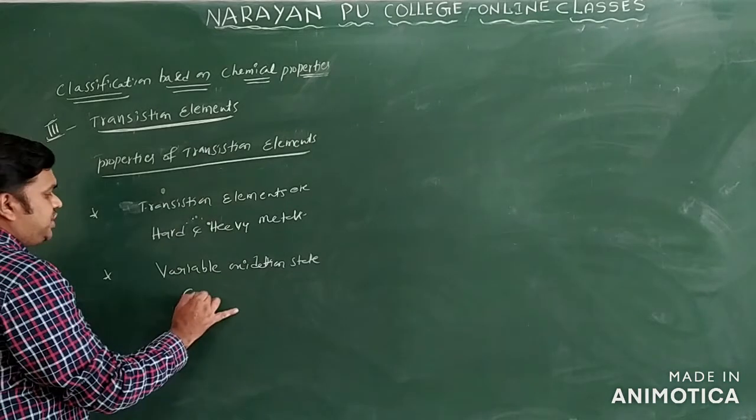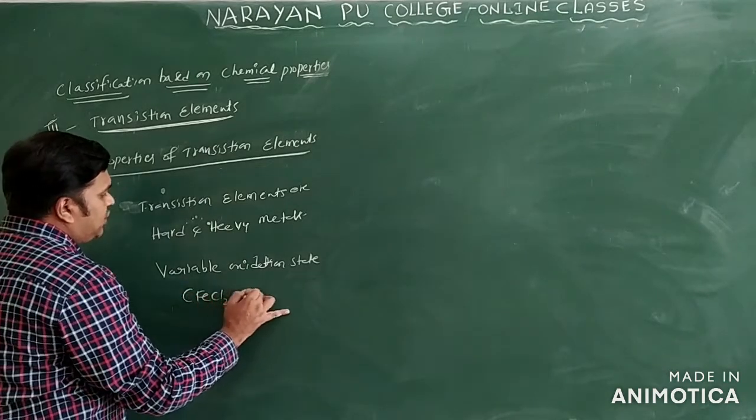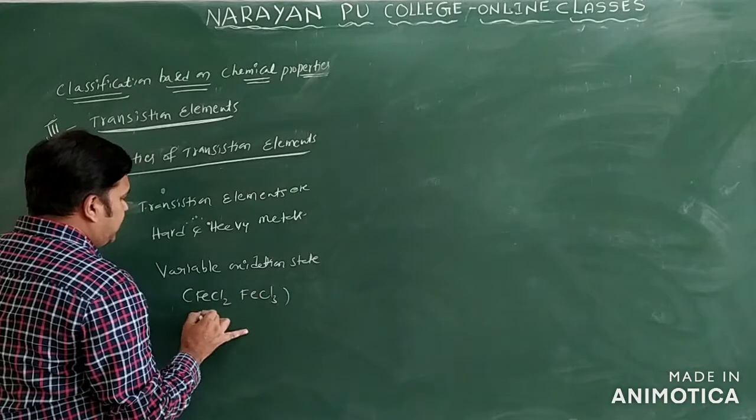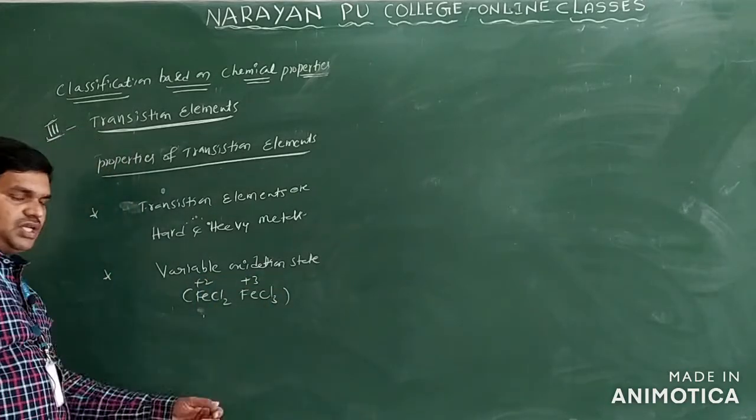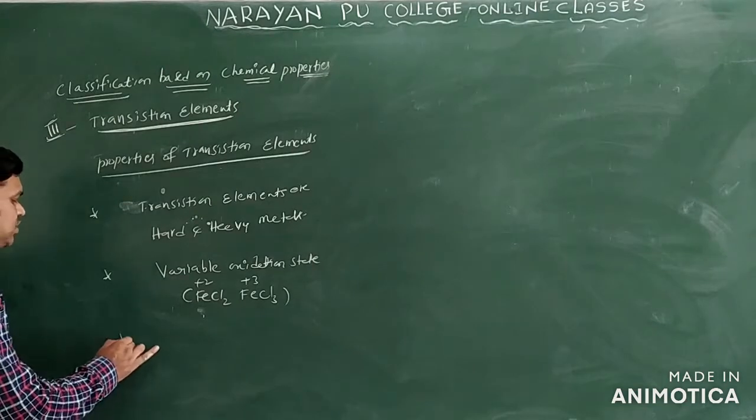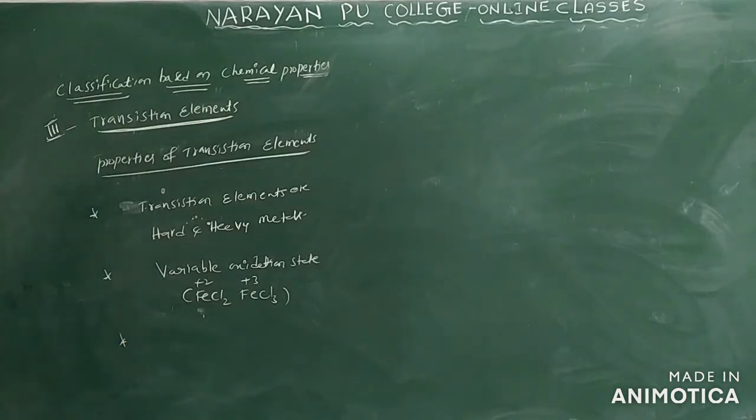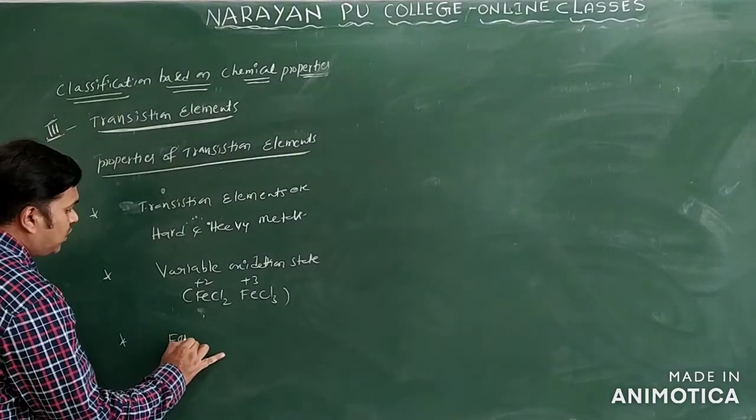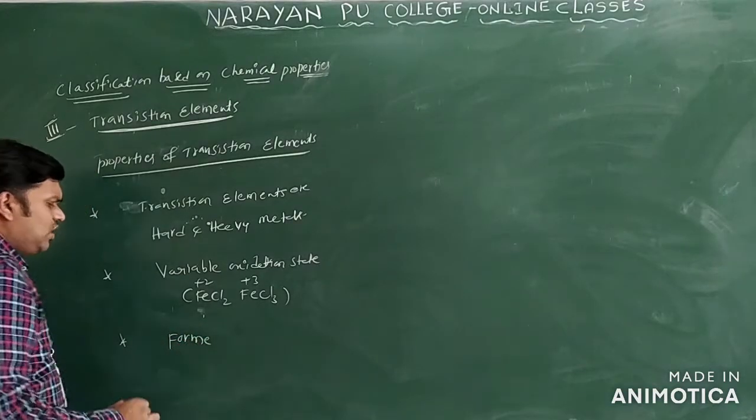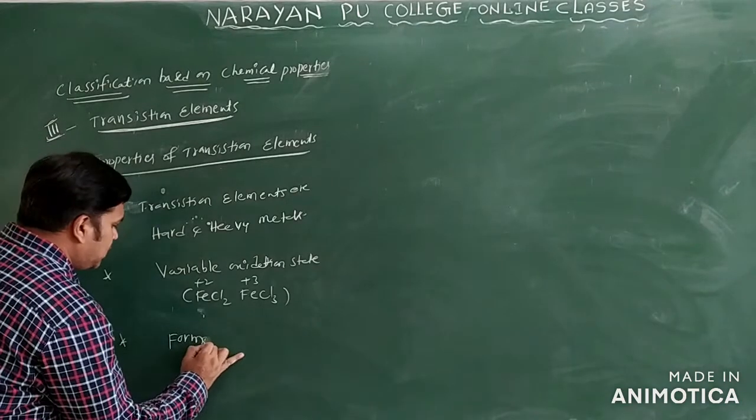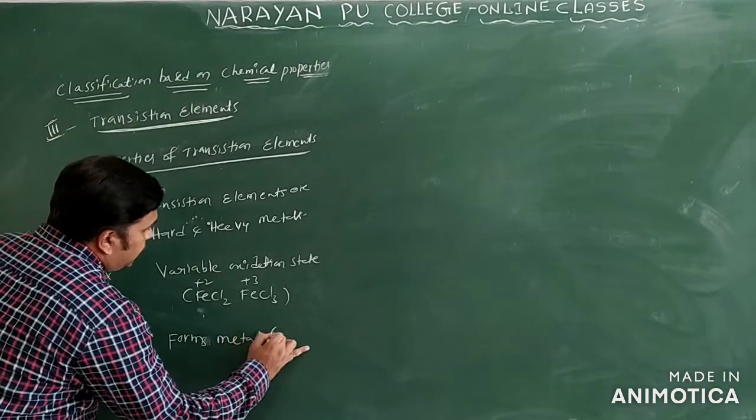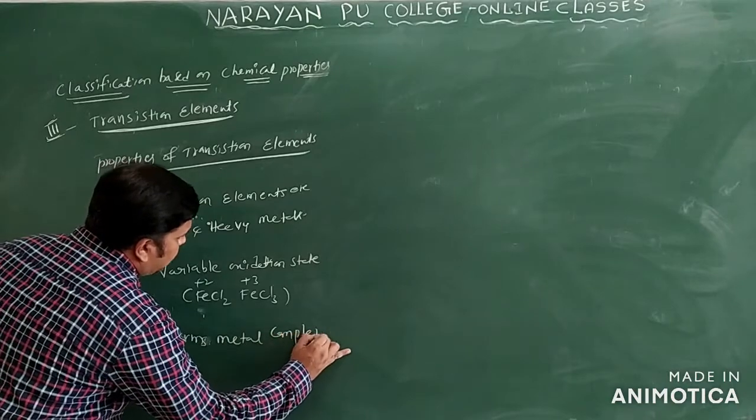If we take the FeCl2 example, suppose I am taking FeCl3 here. Here Fe is plus 2 and here Fe is plus 3. So generally this transition element shows variable oxidation state only. And one more, these transition metals will form metal complexes only.